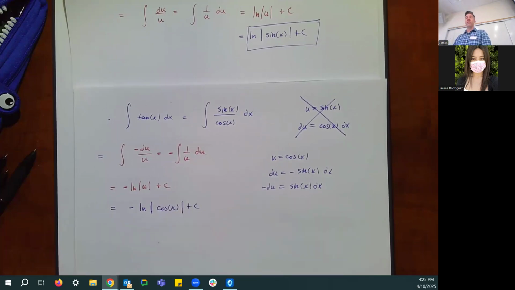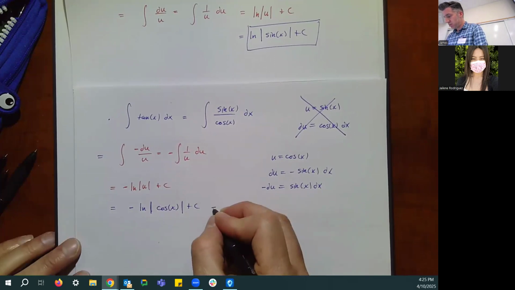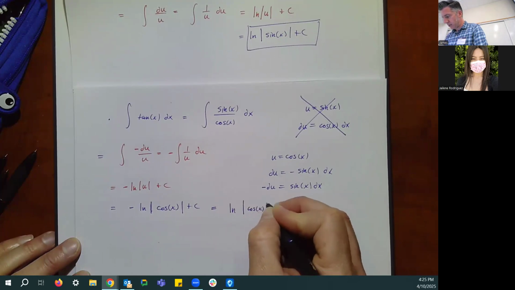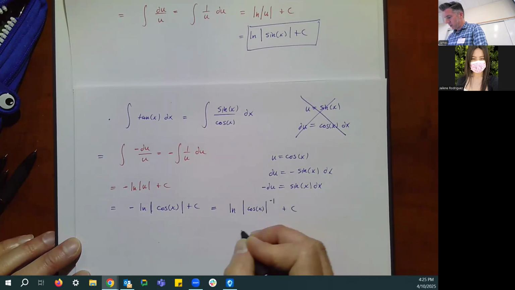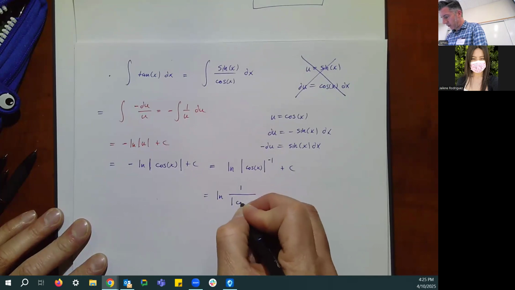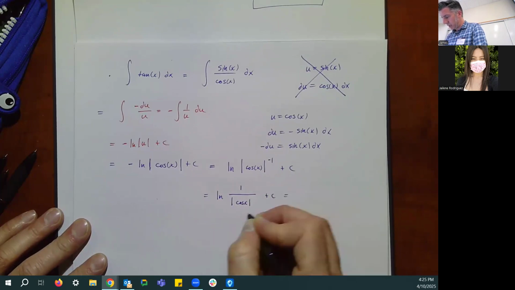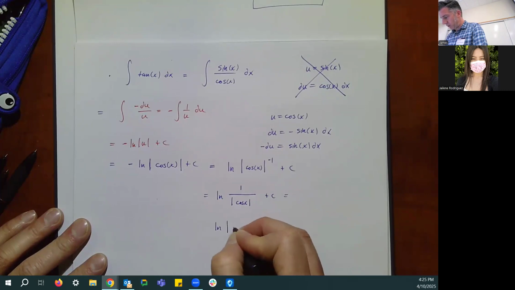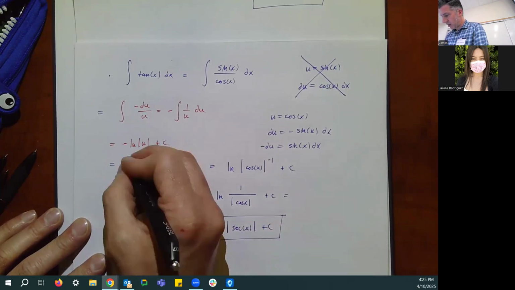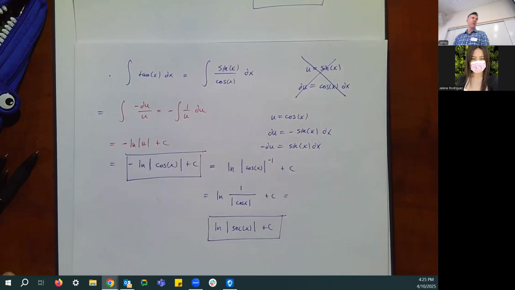which sometimes is alternatively written as the natural log of the absolute value of cosine of x to the negative first power, which is the natural log of 1 over the absolute value of cosine of x, which is the natural log of the absolute value of secant of x. Either one of these forms is completely acceptable and correct. And people write either one depending on how they feel. So unfortunately, there's no agreement that one is better. Sometimes we just write one or the other.